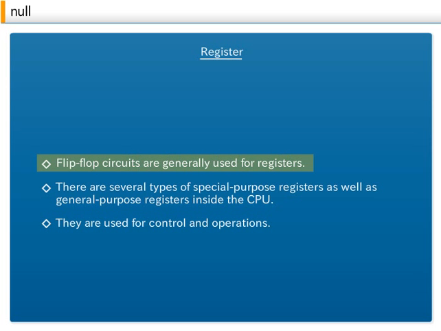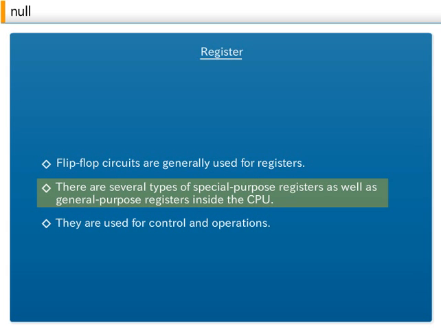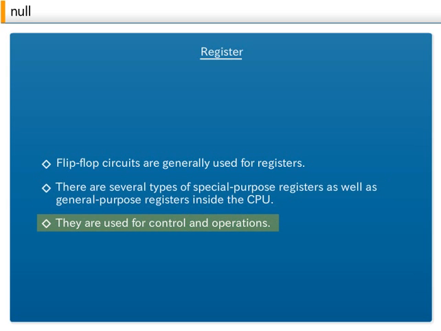Flip-flop circuits are generally used for registers. There are several types of special-purpose registers as well as general-purpose registers inside the CPU. They are used for control and operations.